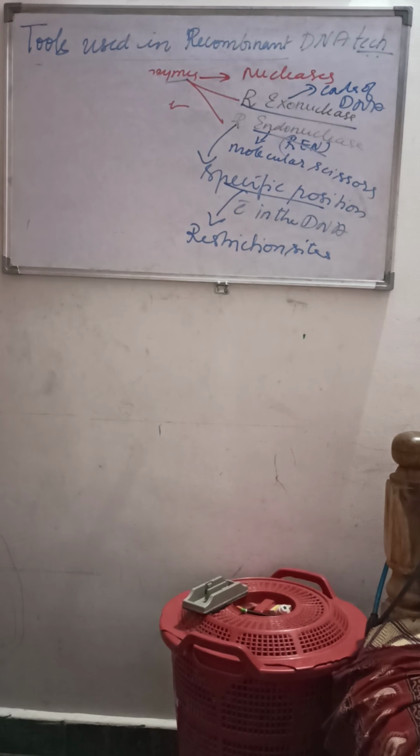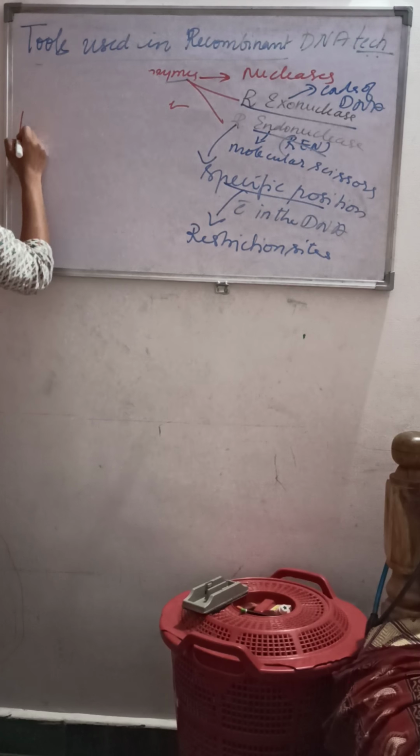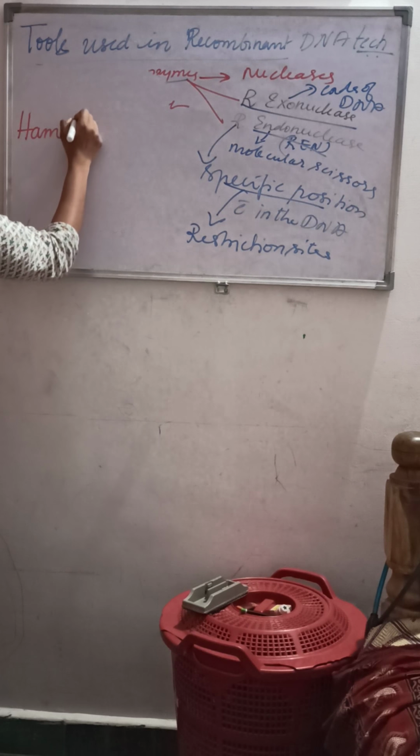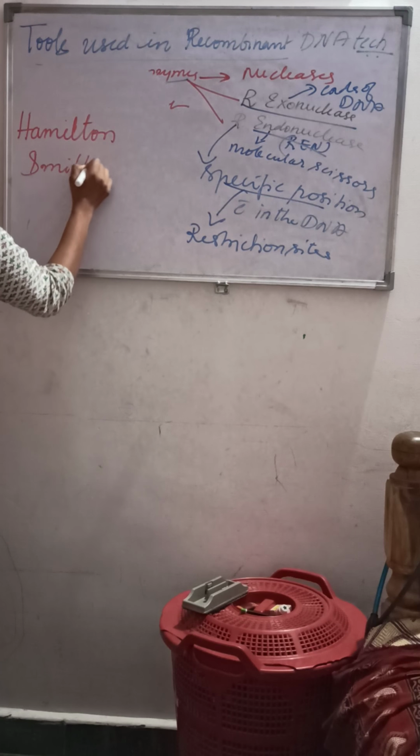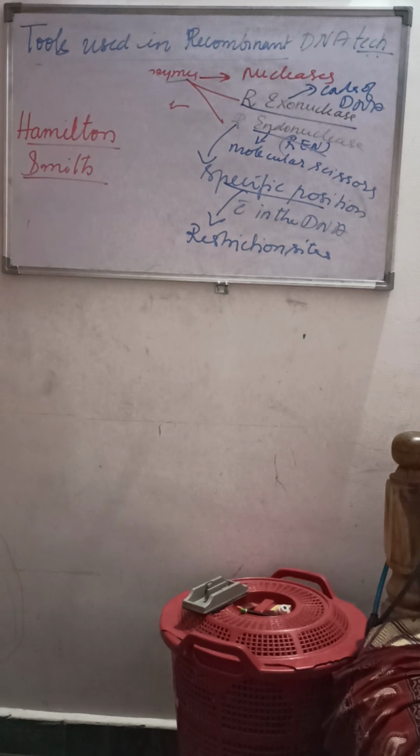So this restriction enzyme was discovered by a scientist called Hamilton Smith. So the person who discovered the endonuclease is who? Hamilton Smith, and he discovered the endonuclease from Haemophilus influenzae bacteria. That is the Haemophilus influenzae bacterial endonuclease, which is also discovered by Hamilton Smith.